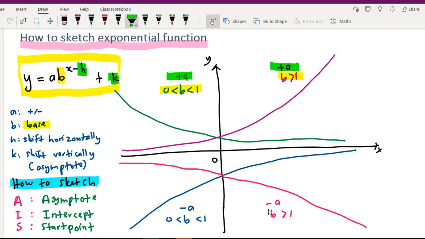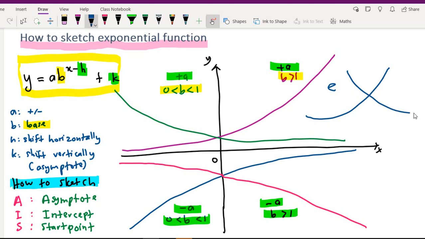When A is negative, B more than 1, the graph is the same as the pink color. And when A is negative, B between 0 and 1, the graph is increasing like this. When A is negative, the graph is below the x-axis. For the exponent with E, the graph is the same as an exponential, increasing or decreasing like E.